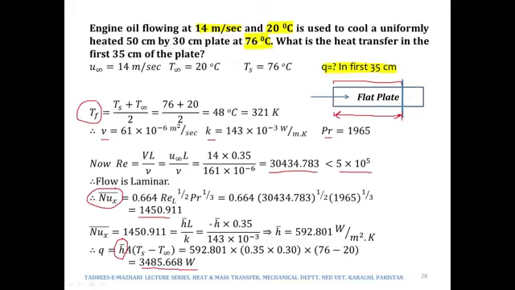So that was a pretty straightforward problem. But over here you learned that we may also find out the heat transfer from a certain length of the plate and not from the entire plate.